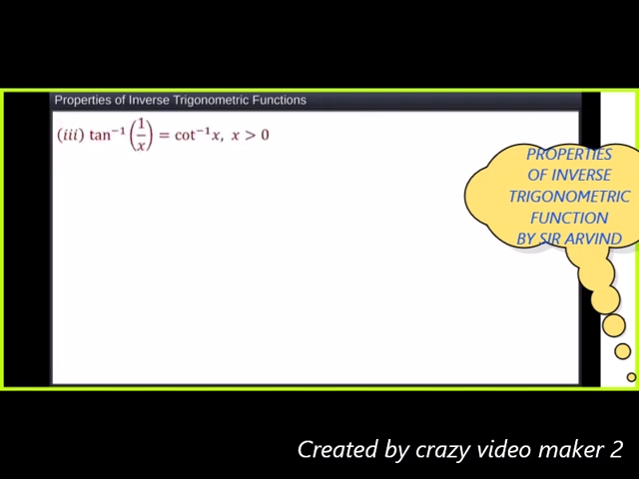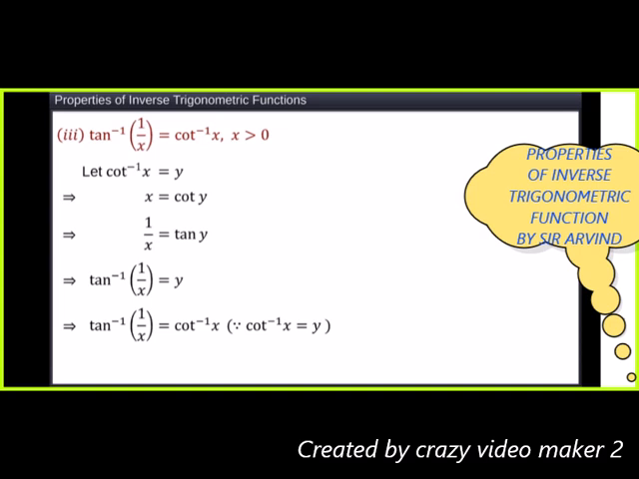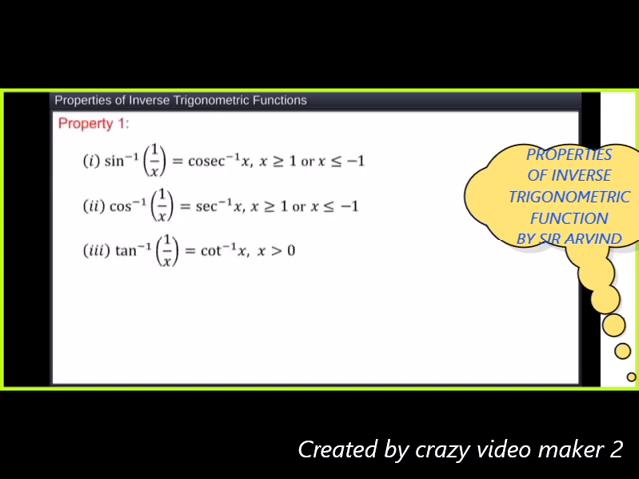Cosec inverse x also gives us sine inverse 1 upon x. Now let us prove tan inverse 1 upon x is equal to cot inverse x. Let us take cot inverse x is equal to y. It gives us x is equal to cot y, and 1 upon x is equal to 1 upon cot y is equal to tan y. So it gives you tan inverse 1 upon x is equal to y. So finally we got tan inverse 1 upon x is equal to cot inverse x.